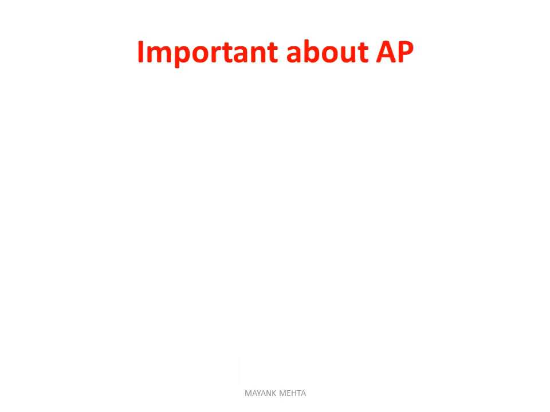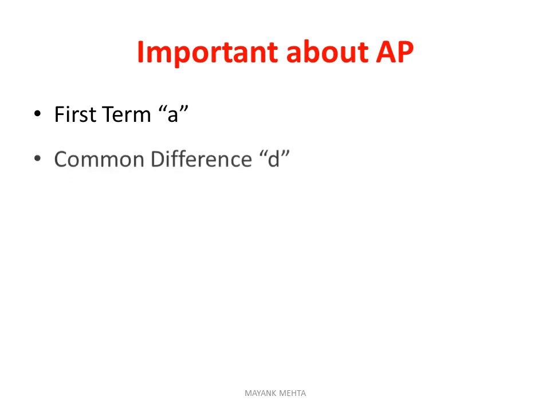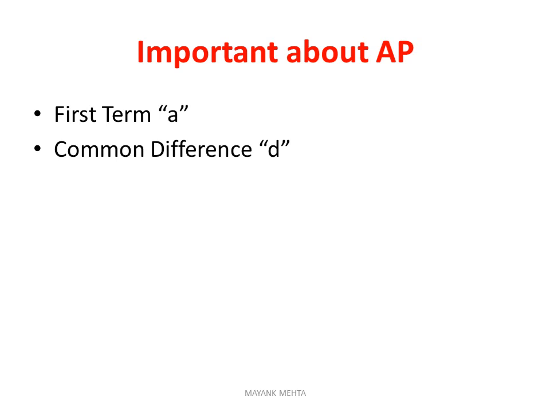Important about AP. If an arithmetic sequence is there, then how to solve the problems regarding that. So important thing, first find the first term, which is known as A. Okay, so note down the first term and note down the common difference, that is D. How to find the D? You have seen in the previous slide that common difference D is second term minus first term. You need to have these two things. One the first term and second is the common difference.